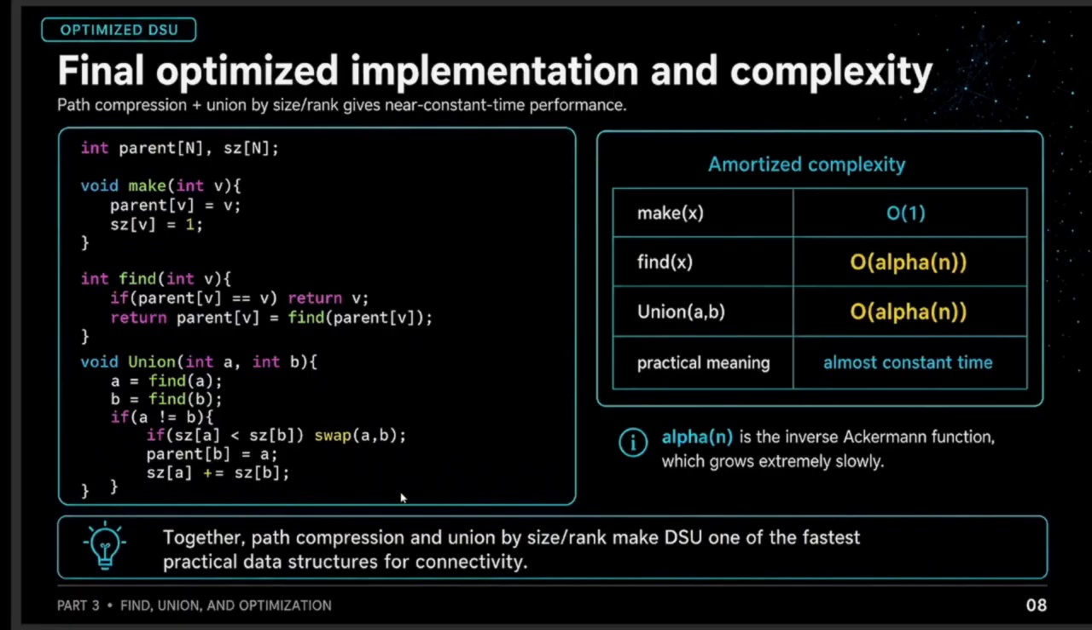Together, path compression and union by size or rank make DSU one of the fastest data structures for connectivity problems in competitive programming and real-world systems alike.